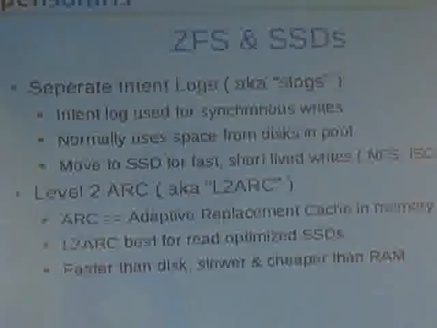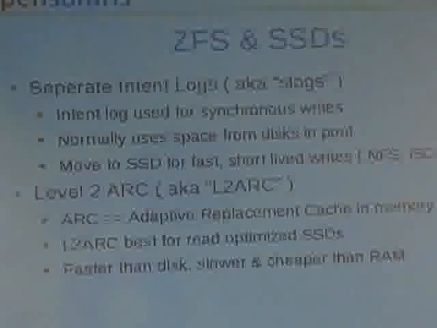Then you can use an SSD as a level 2 ARC cache, where as you start reading data, it does a slow write of your most recently used data to the level 2 ARC. If you hit it again, it pulls it right from that read-optimized SSD instead of having to go back to your spinning disk and waiting for the disk to spin around.